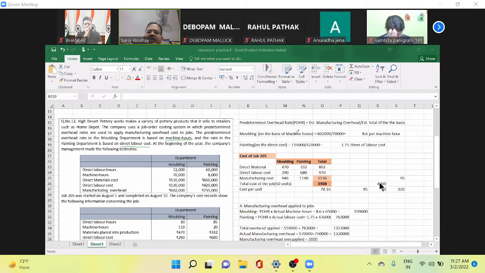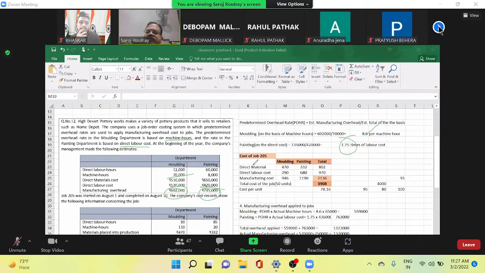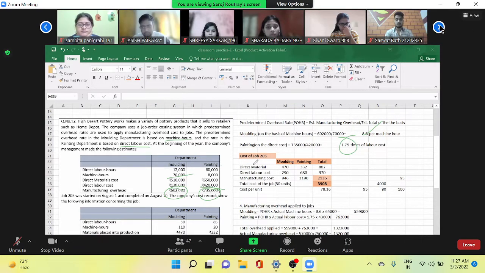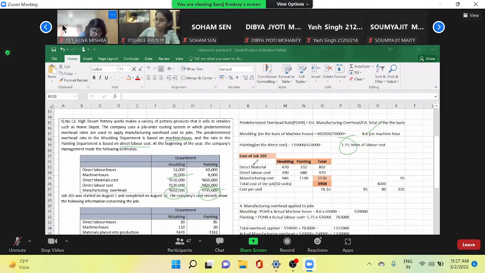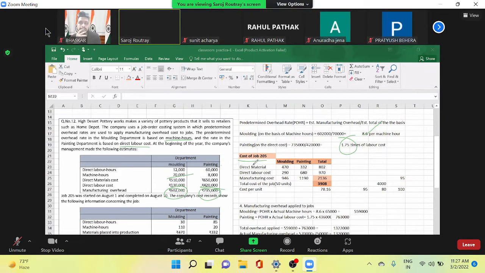So we calculated two POHR, one for molding department, that is manufacturing overhead. Its formula is the same: estimated manufacturing overhead divided by machine hour. So this has come 8.6. The second one is estimated manufacturing overhead of painting department divided by labor cost, 4,20,000. This has come 1.75 times of labor cost. Then we applied the same POHR for finding out the cost of a job.